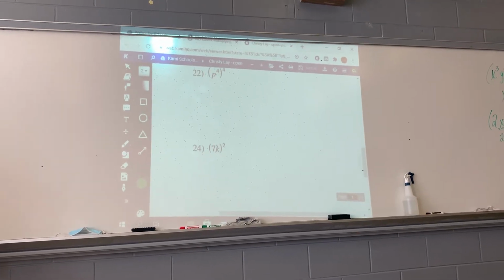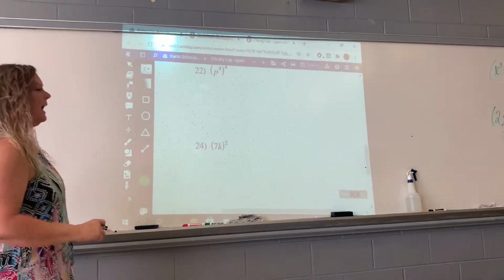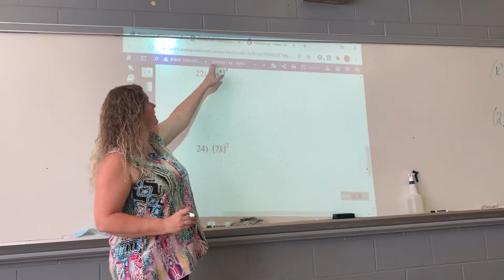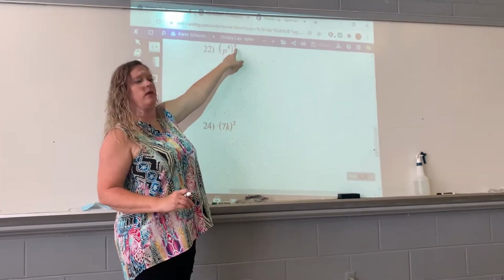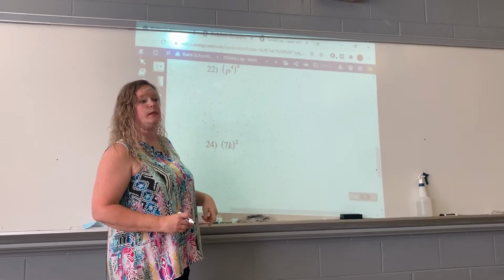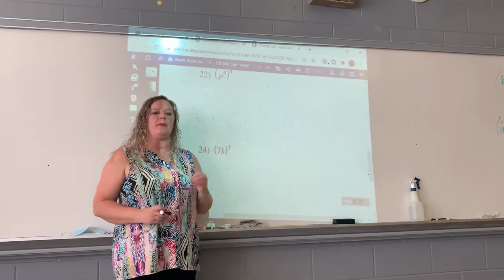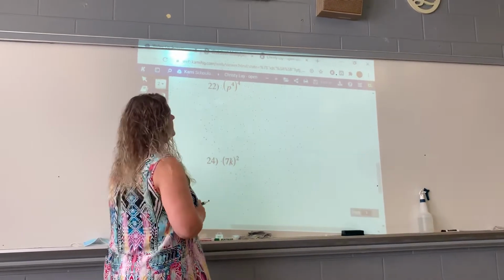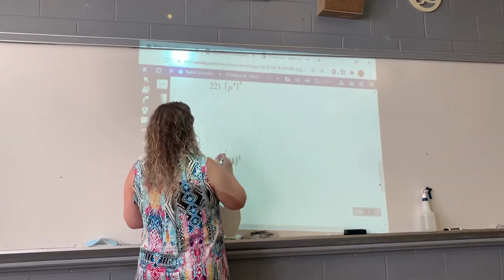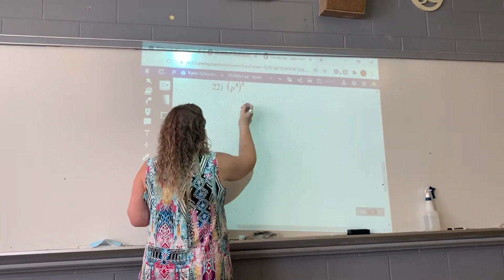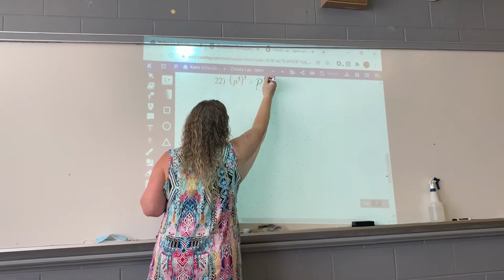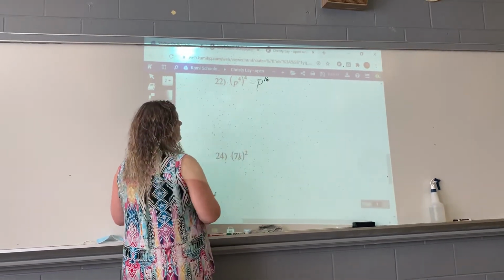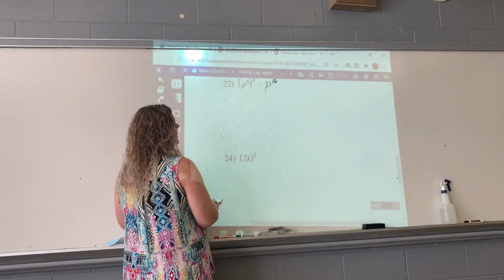Now we move on to a power to a power. I know this is a power to a power problem because there's a parenthesis and an exponent on the outside and on the inside. So the rule is when I have a power to a power, I multiply. So I'm going to multiply my powers or my exponents. So what is 4 times 4? 16. So it's p to the 16th power.